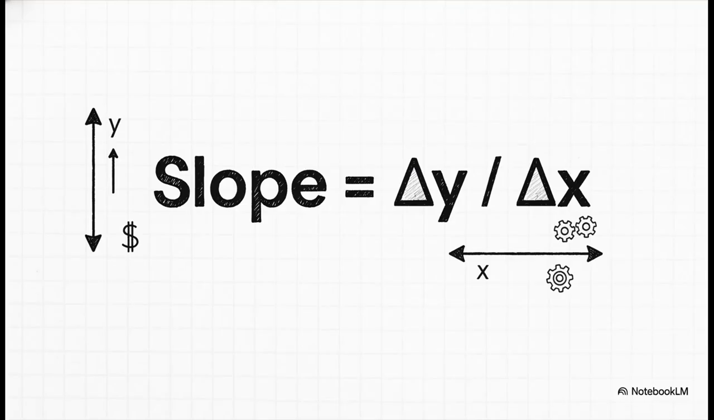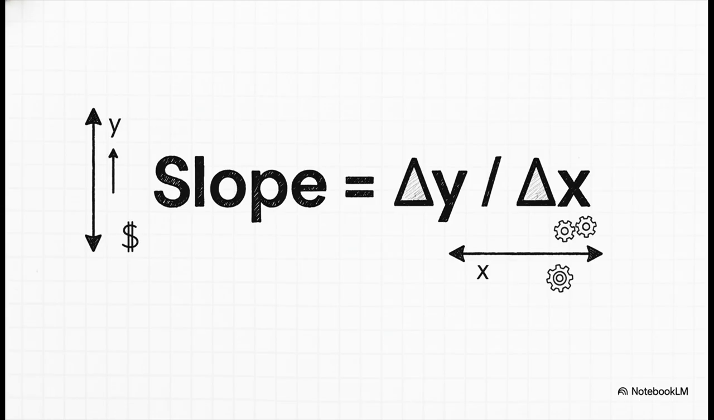This right here is the basic concept. That little triangle, that's the Greek letter delta. And whenever you see it in math or science, it simply means the change in something. That's it. So this formula literally just reads slope equals the change in y divided by the change in x.